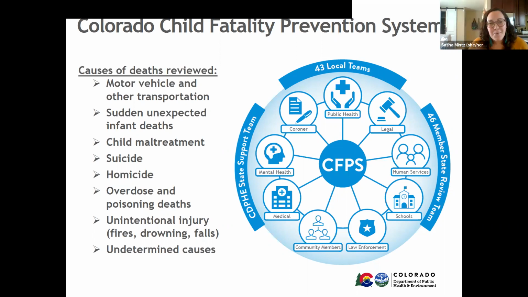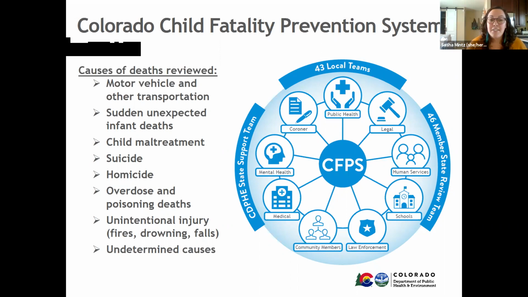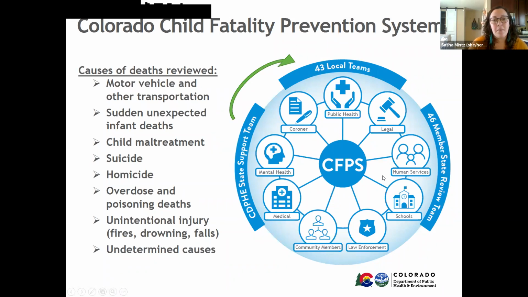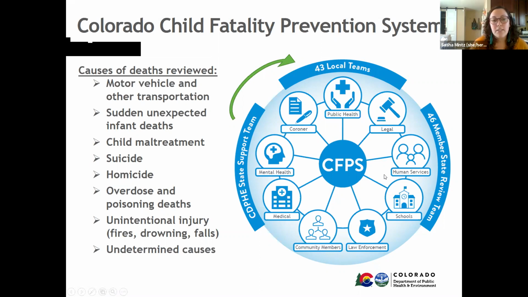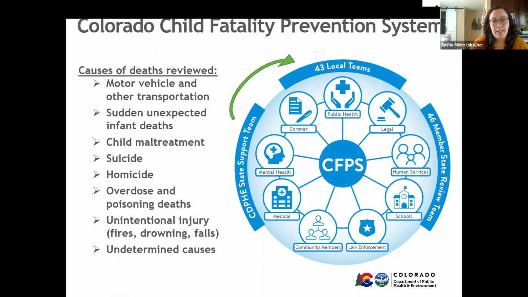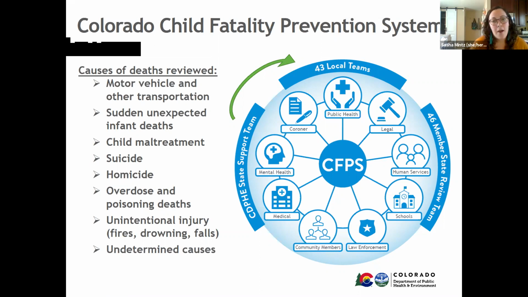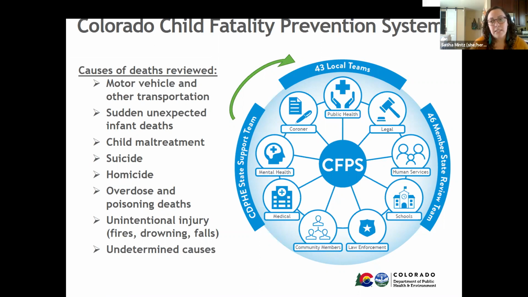So the state support team of CFPS is housed at the Colorado Department of Public Health and Environment, and we work to coordinate local child death review teams, and these multidisciplinary teams conduct death reviews for infants, children, and youth under age 18 who die in Colorado by any of the causes that you see listed on the slide, which are largely due to injury and violence.